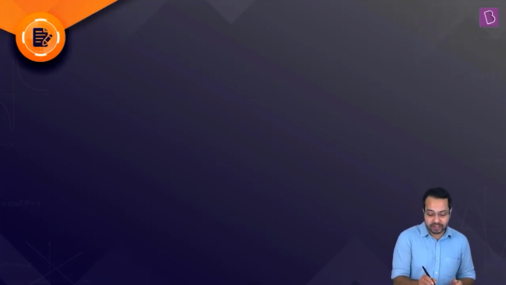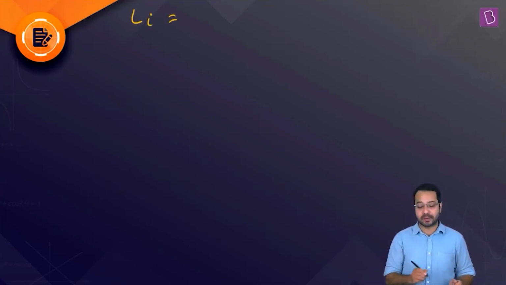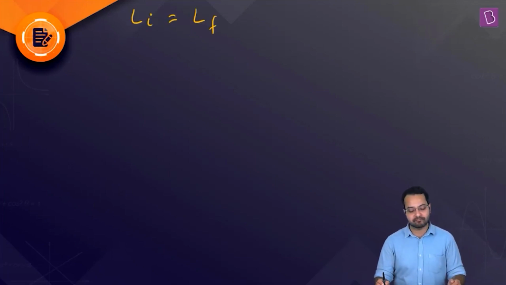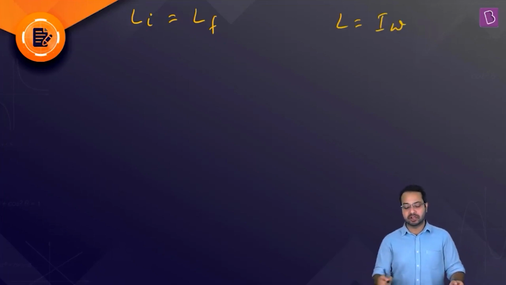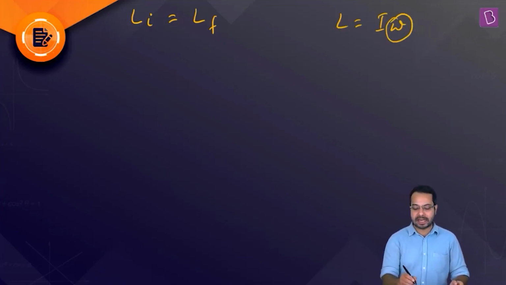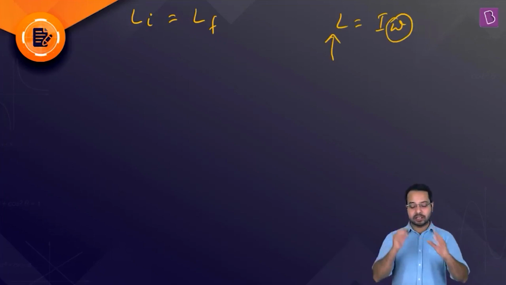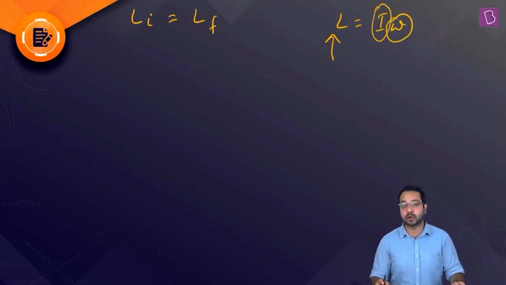Okay, so if there is no external torque, what do we know? We know that the angular momentum of the system is going to be conserved. So can I say the initial angular momentum has to be equal to the final angular momentum? Simple. Now if the angular velocity is changing, angular momentum is given by I into omega. So if omega is changing and L is remaining constant, it clearly means that I is also going to change.